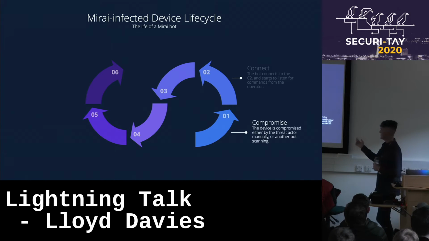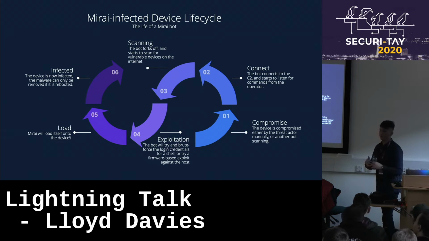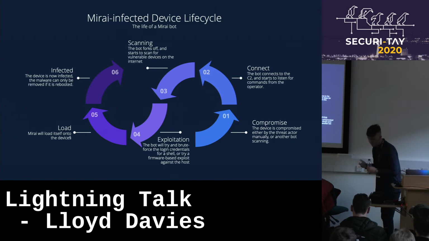Yeah, so this is the life cycle of a Mirai bot. So there's initial compromise, which is from another bot, because obviously it's a self-spreading type thing. So the device will be compromised after scanning, for example, on a server or by another bot. And then the bot will connect to the CNC. It will start scanning itself for other vulnerable devices on the internet. Then it'll try and exploit them.